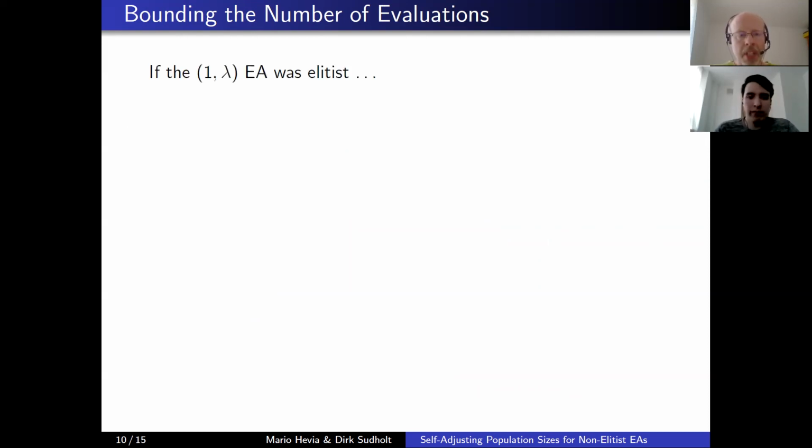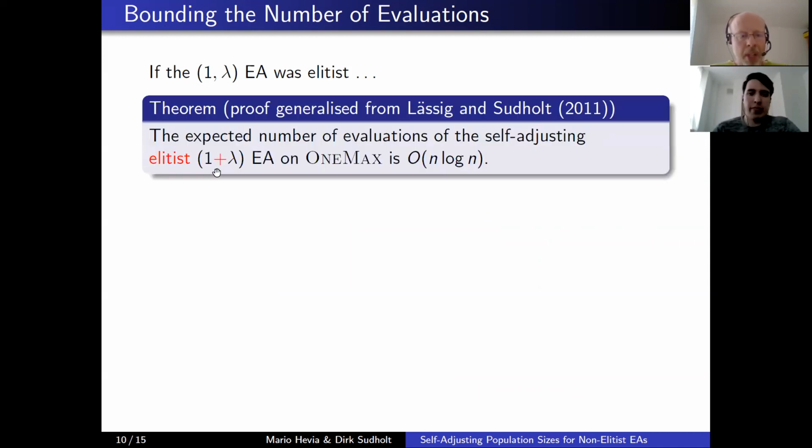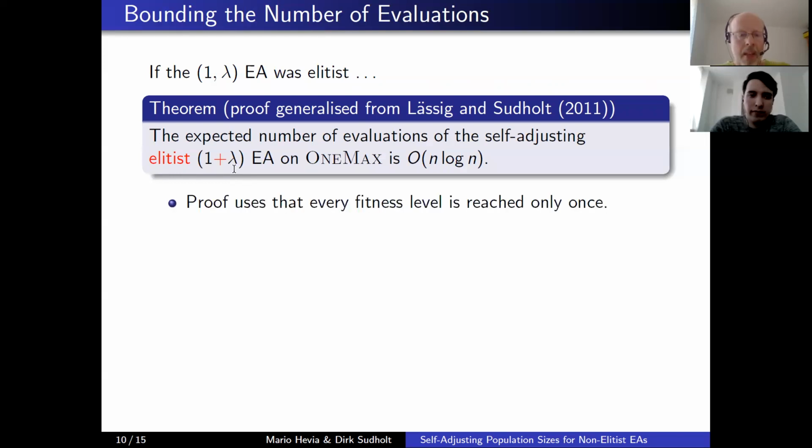So how do we prove this? Well, if we pretend that the algorithm was elitist, so if we had a plus strategy instead, we could use a proof from previous work by Jörg Lässig and I, saying that the expected number of evaluations of the self-adjusting elitist version, so 1 plus lambda EA on OneMax, is O of n log n. And this proof uses that every fitness level is reached only once.